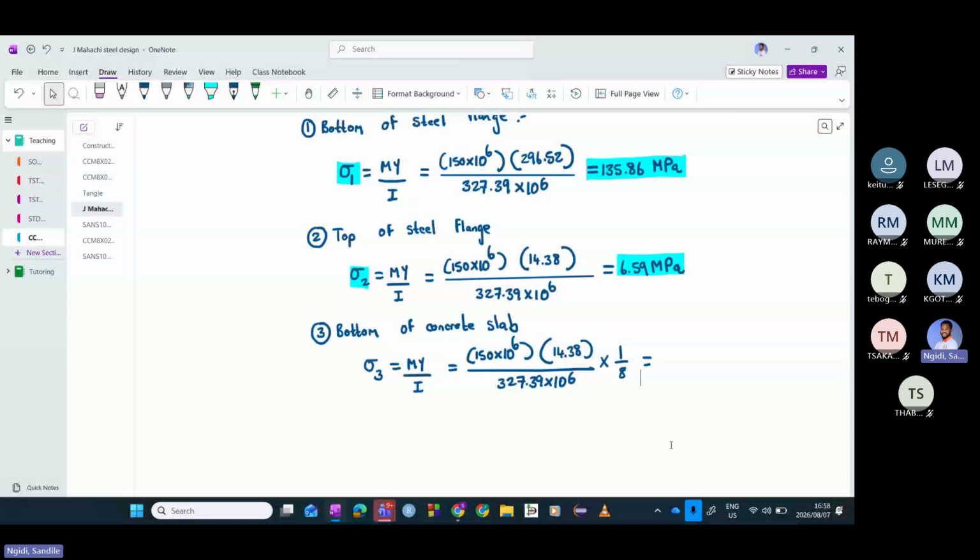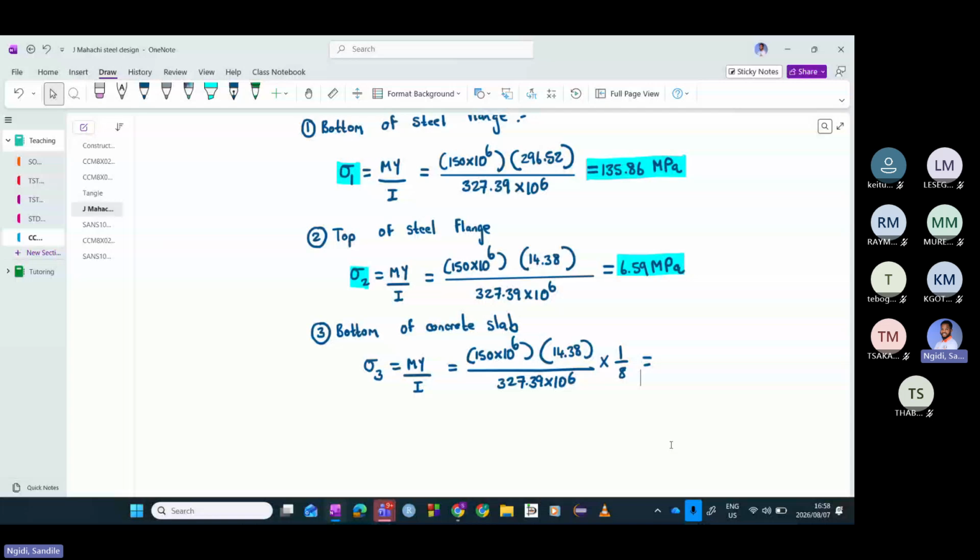135,86. That's the value of stress that we have there. And then its position 2 on top of steel flange, we're at 6,59. So which means that we go all the way to the top of the steel flange. So if we go up until the top of the steel flange, we know that we're going to reach a value of 6,59.